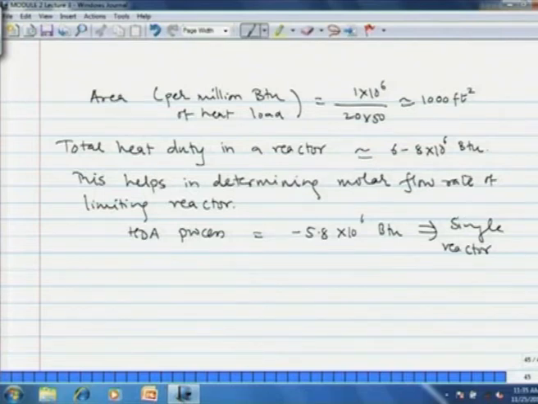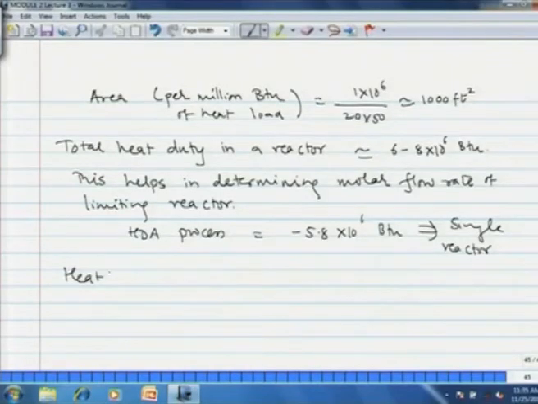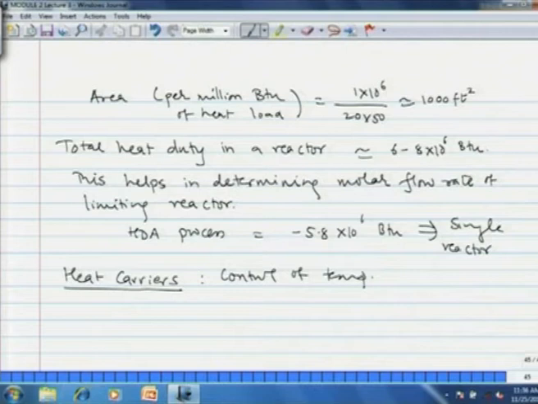If the heat load for a particular production rate is higher than this, then we will have to have two parallel reactors in which the feed will be split in two parts. Let us see the heat carriers, or how do we control the temperature in a particular reactor. We just saw that the reactor heat load is fixed by the fresh feed rate of limiting reactant. Okay.